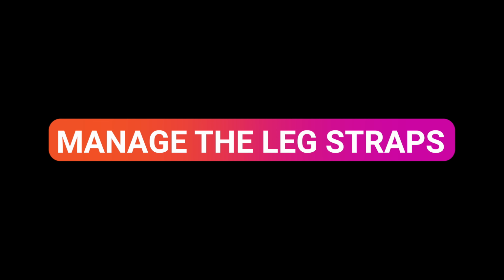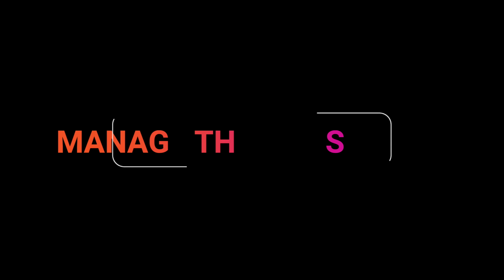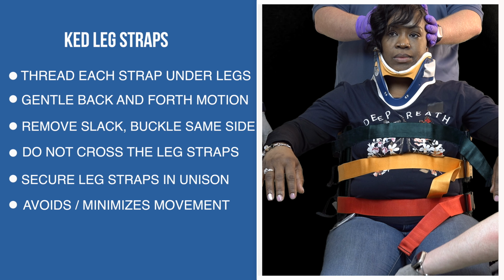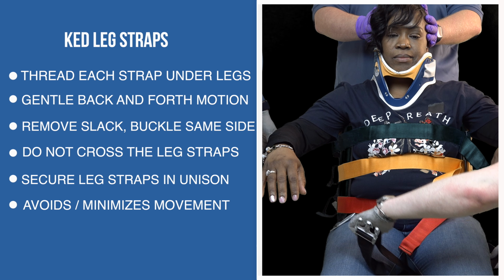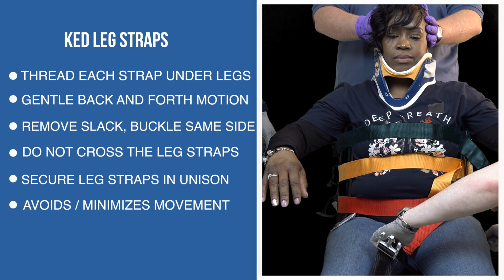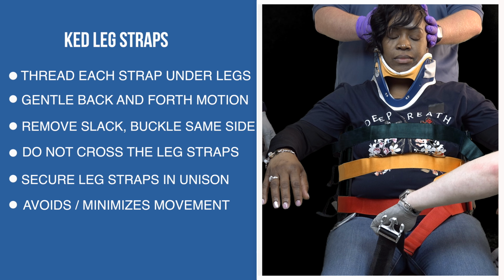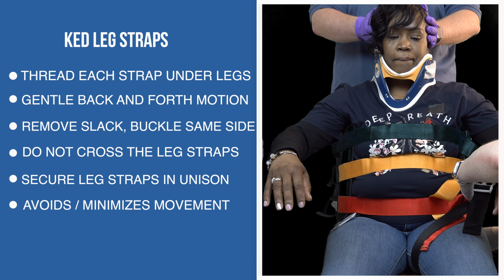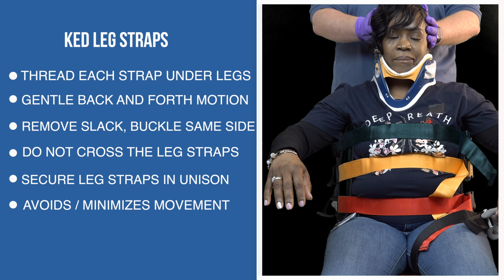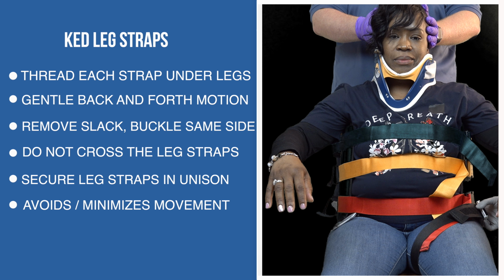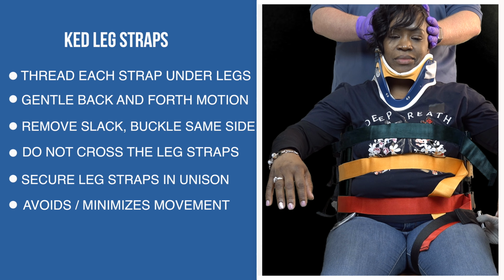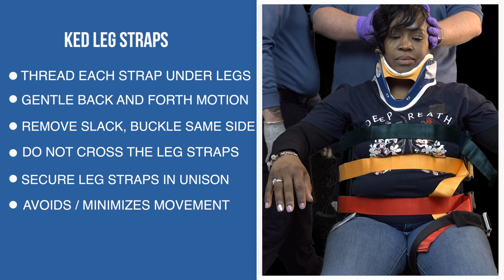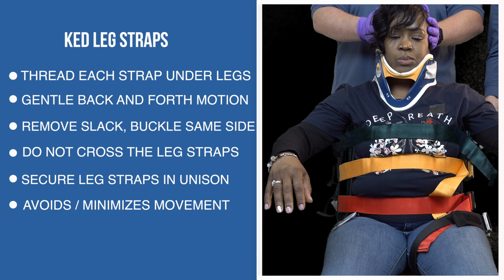Now we move on to the legs. Thread the strap under the patient's knee and slide it upwards using a gentle seesawing motion. Remember, the goal is to not move the patient. When applied correctly, the leg strap should run straight down the back of the KED and under the patient's buttocks. The leg strap should then be wrapped around the patient's upper thigh, bordering the groin. The slack should be removed, and it should be connected to the buckle on its own side. There is no need to crisscross the straps.